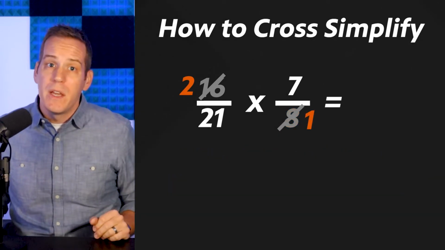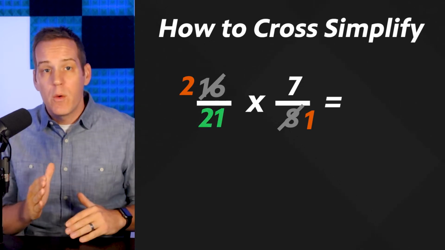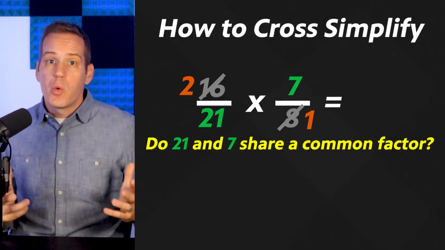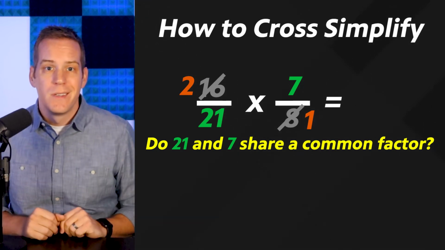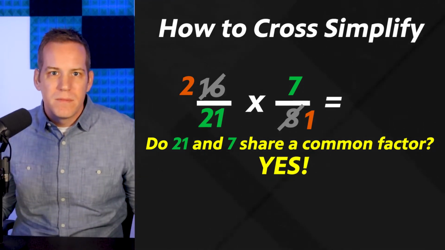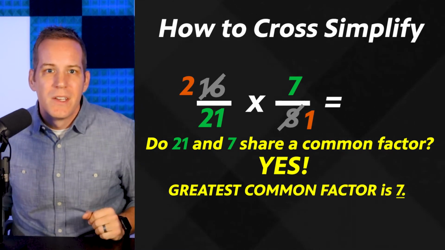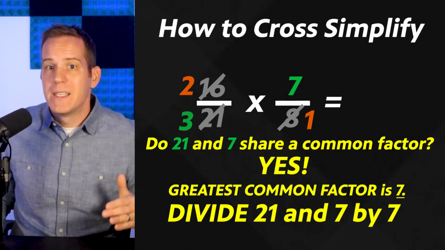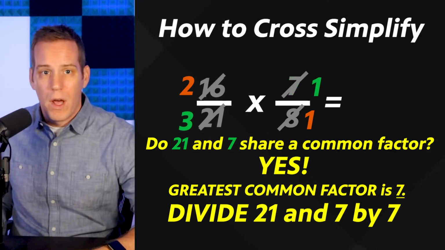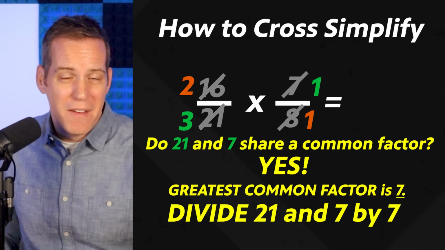Now we'll do the same thing with the other diagonal pair, 21 and 7. Do 21 and 7 share a common factor besides 1? Yes, because they're both part of the times what? The times 7s. So we'll divide them each by 7. 21 divided by 7 is 3. And 7 divided by 7 is 1. Now look what we have.